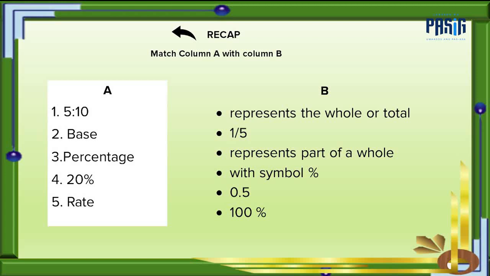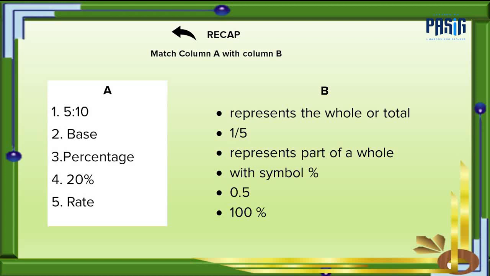What do you think is the answer? Using a line, 5:10 is 5/10, so we draw a line going to this element. Now let's proceed to number 2, base. Number 3, percentage. Number 4, 20%. And 5 is the rate. It's up to you to answer the remaining items. I'm giving you 5 seconds to answer these questions. Your timer starts now.